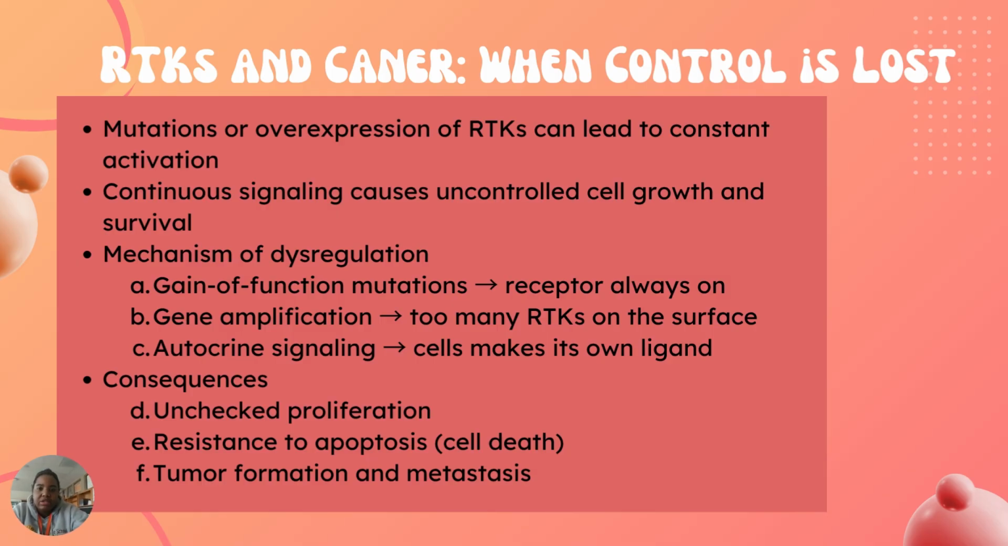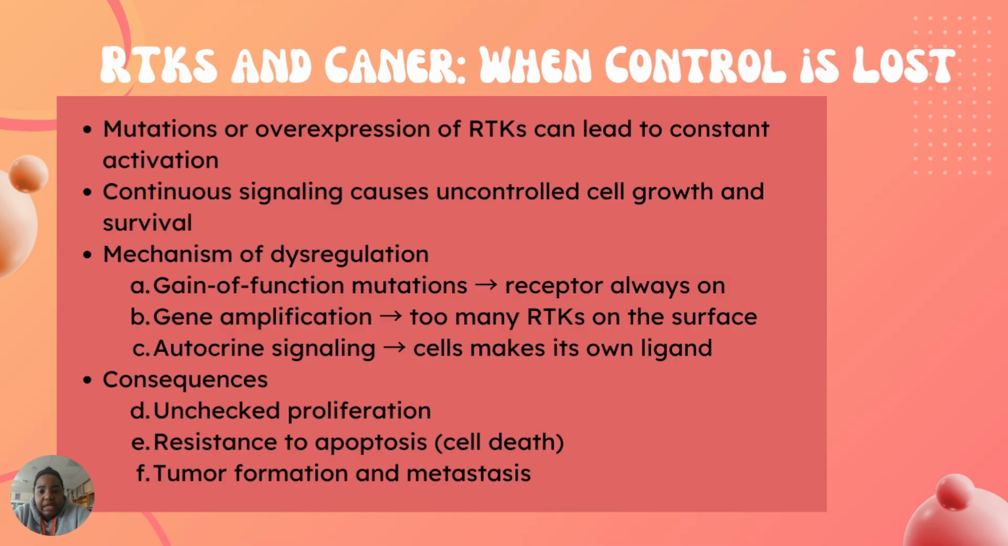Now that we have learned how cells normally regulate RTK signaling, let's see what happens when the regulation fails and how it leads directly to cancer. In normal cells, RTKs are like light switches. They turn on briefly to send a signal, then turn off again. However, in many cancers, the switch gets jammed in the on position. This means the receptor keeps telling the cell to grow, divide, and survive, even when no external signal is present.